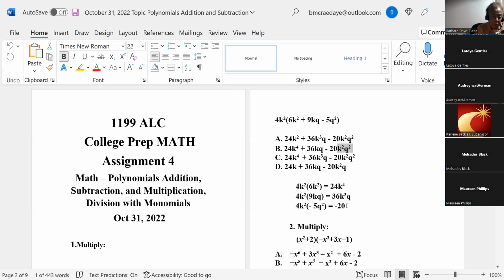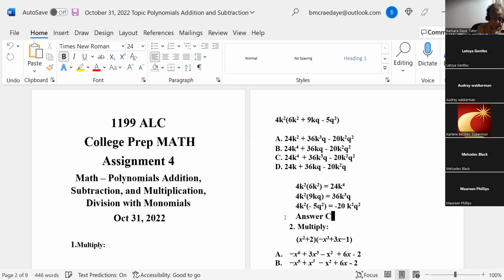And once you put those together, what's your answer? C. The answer is C: 24k to the fourth plus 36k to the third q minus 20k to the second q to the second. That only matches C.